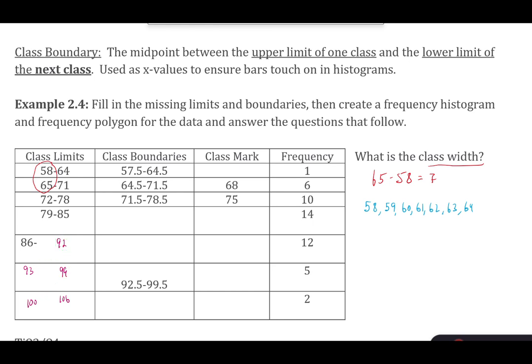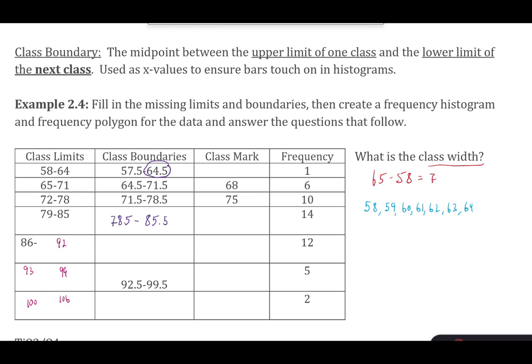Our class boundaries will be the midpoints between each of these values. So if you look here, the number between 64 and 65 is 64.5, so that will be the class boundary. The number between 71 and 72 is 71.5, so that is the class boundary. So now we need to look for 78.5, which will be the lower class boundary of this fourth class here. We need to look for the value that is between 85 and 86. Well, the number between 85 and 86 is 85.5.